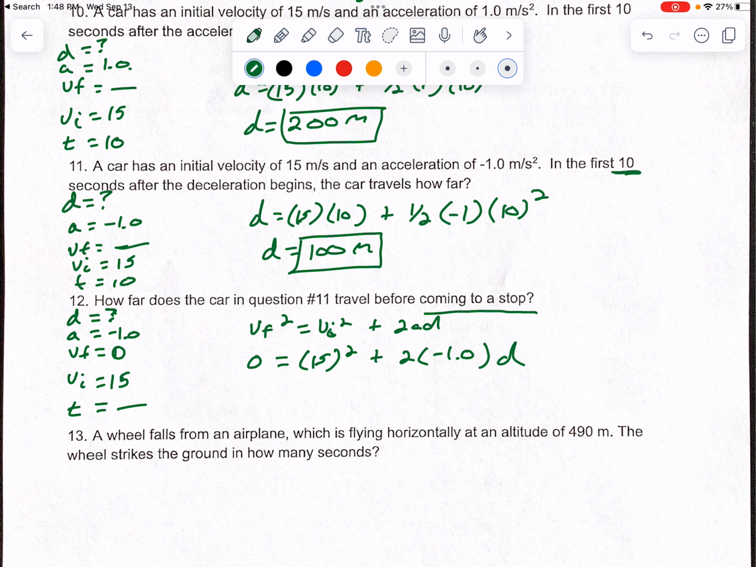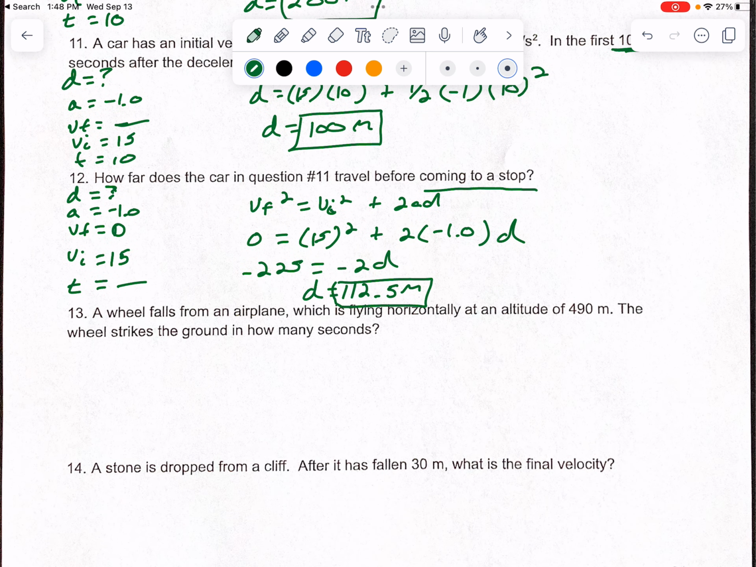Okay, so what I would do if I was doing this algebraically, I would take this 15 squared and move it to the other side. So that'd be negative 225 equals negative 2D. Okay, so all I got to do is divide both sides by negative 2. And you're going to get a distance of 112.5 meters.